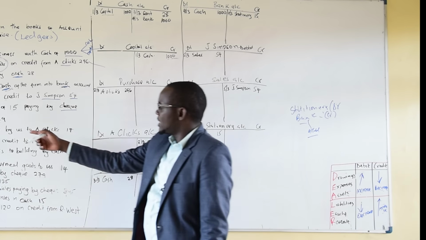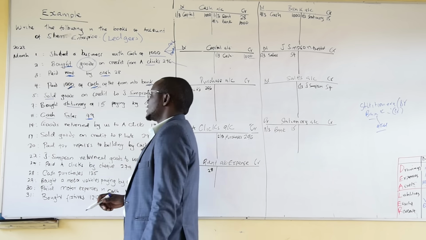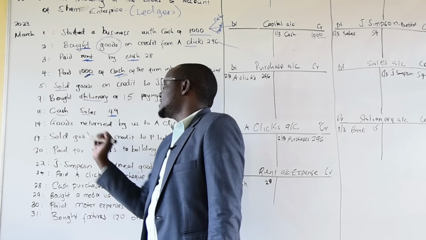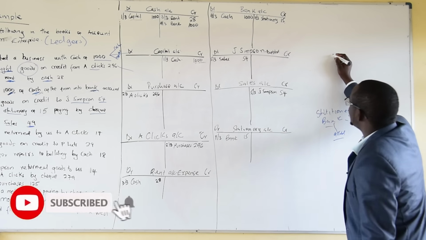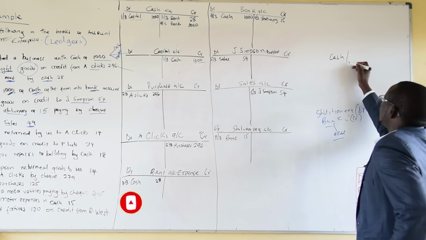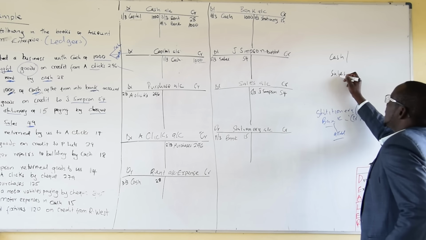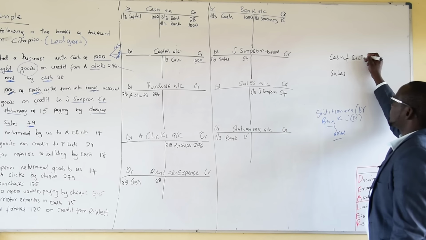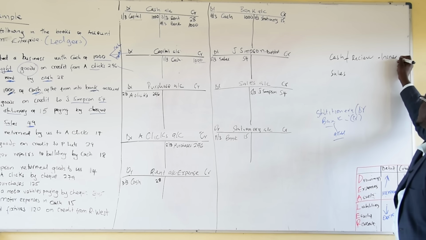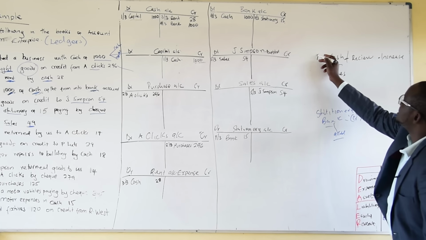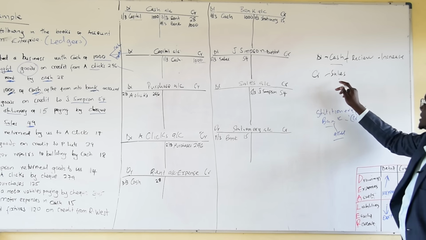I want us to do now this cash sales of 49 shillings. The two accounts being affected, you can see, are cash and sales. When you sell goods, you receive cash. When you receive cash, it means cash is increasing. Increase in cash is increase in an asset. So it's a debit. So we shall debit cash and we shall credit sales.